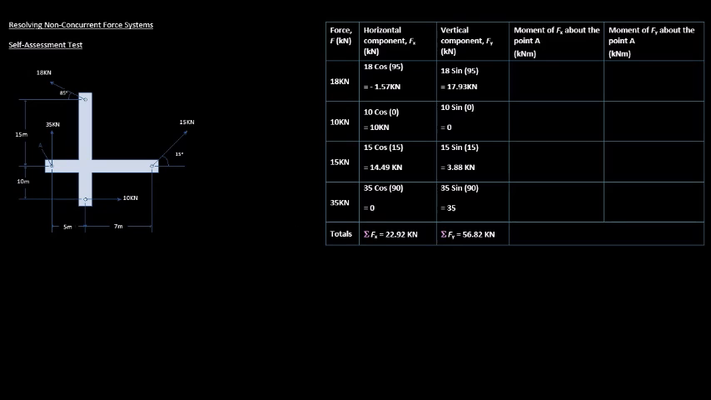Welcome back. So here we have a blank table or partially filled table with all our horizontal components, all our vertical components. So 18 kilonewtons. Now these forces are in kilo, so all the forces are in kilo, and therefore the distances are in meters, and therefore our moment is going to be in kilonewton meters. So kilonewtons times meters.